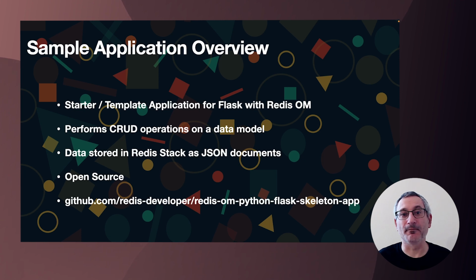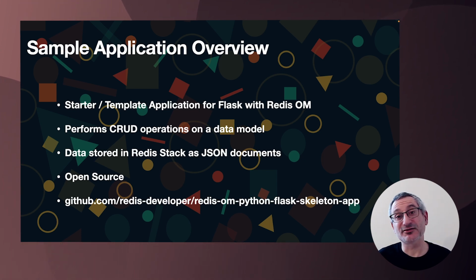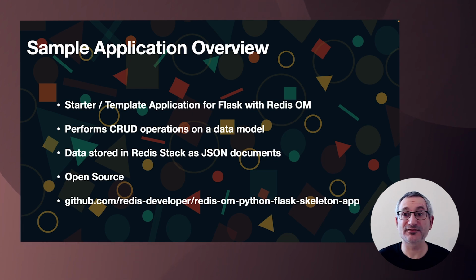We're going to look at some basic CRUD operations on a data model, and we're going to store the data in a Redis Stack instance as JSON documents, and we'll see how we can atomically retrieve and mess around with bits of those documents. The application itself is also open source, and you can get it from GitHub there, where you'll find a README with a full set of instructions if you want to follow along with this workshop.